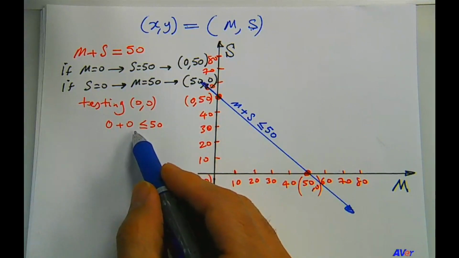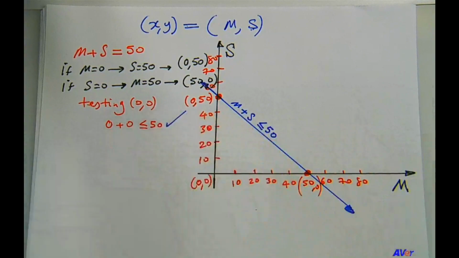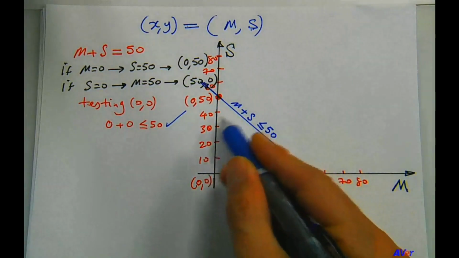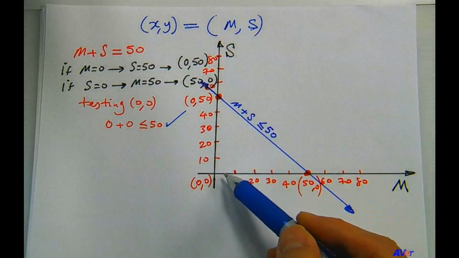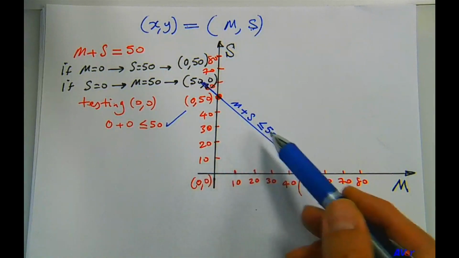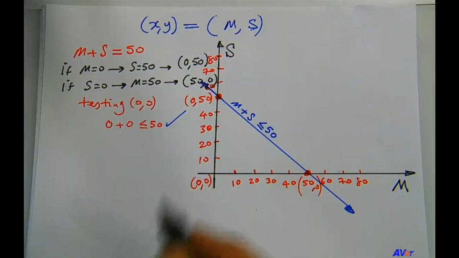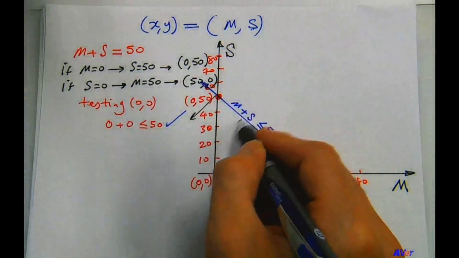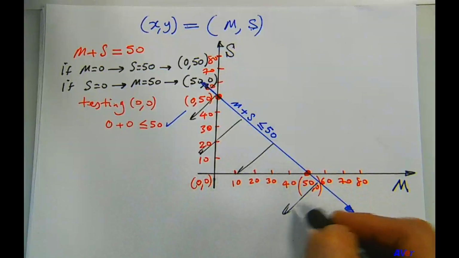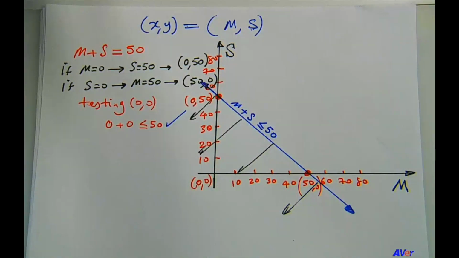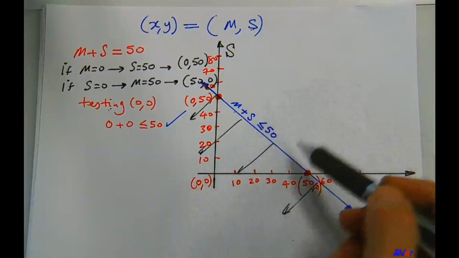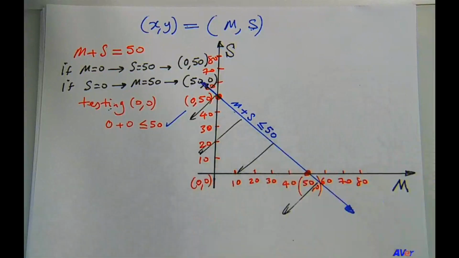Is that a true mathematical statement? Absolutely. 0 is less than or equal to 50. So the same side as our test point is the solution of this inequality. I'm going to lightly shade this like that with these arrows. So the same side as the test point, right? Because it checked out. If this test point didn't check out, I would shade the other side of that line.